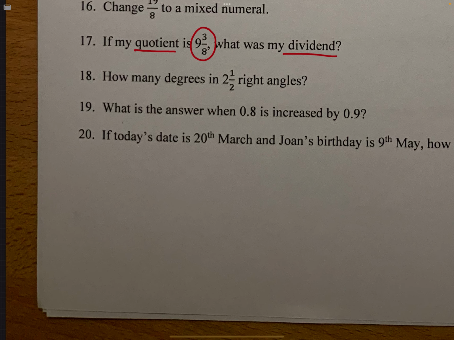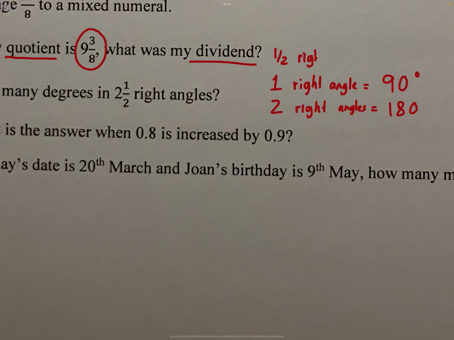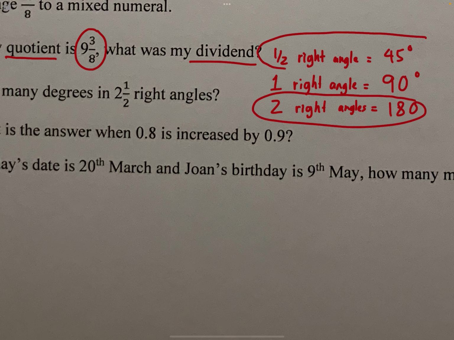Question 18. How many degrees in 2.5 right angles? One right angle is how many degrees? 90 degrees. So what's 2 right angles? Double 90, which is 180. What's half of a right angle? If one right angle is 90, half a right angle is 45 degrees. So what happens when you have 2.5? How many degrees altogether? Add them up, get the answer.